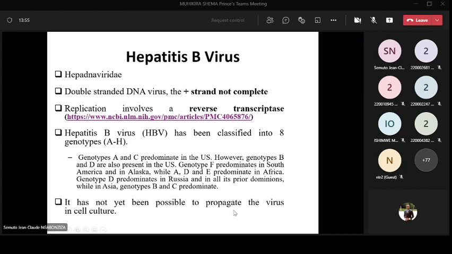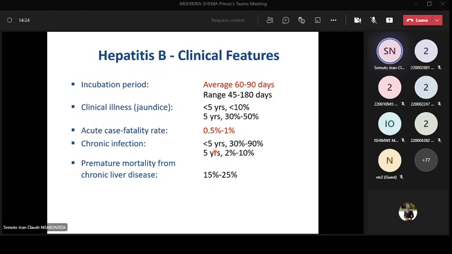It has not yet been possible to propagate the virus in cell culture. Ntago birashoboka ko bayigirira culture. Ntago barashobora kugira cell lines ziri permissive kuri virus. So we have the incubation period, murabizi. It has clinical illness as uburwayi bw'umwijima, chronic infection, premature mortality from chronic liver disease, abantu benshi bafite ikibazo.